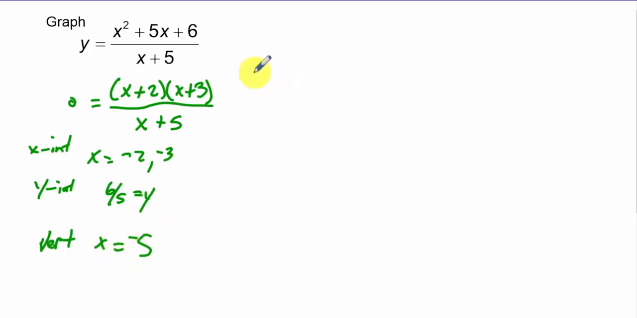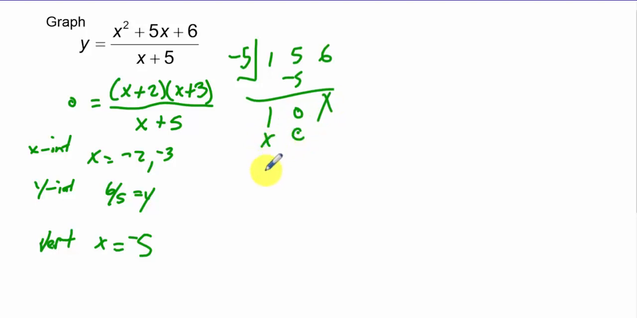We'll go synthetic division again. Put a -5 here. 1, 5, 6. Bring the 1 down, multiply, -5, 0. And again, the remainder doesn't matter. We're just looking for the c and the x value for an equation of a line. So y equals x is our slant.